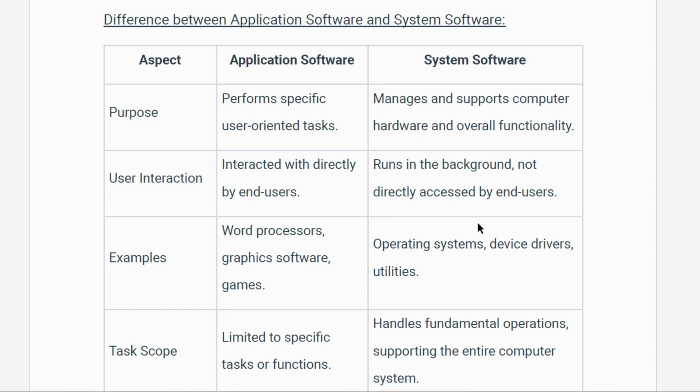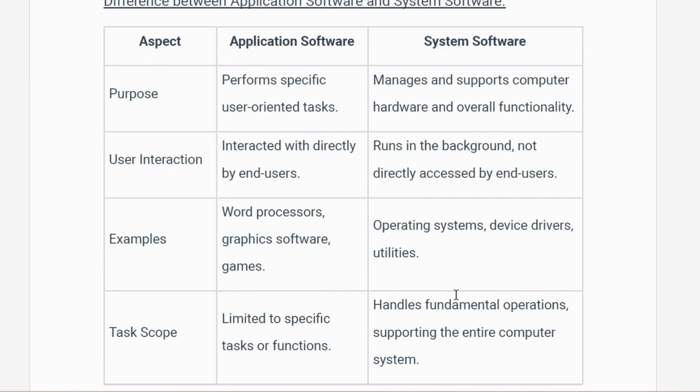Like we do the work in Microsoft Word, Excel, or Photoshop, or Adobe, those kinds of applications, right? We do it directly. But system software runs in the background. We cannot directly access that software. For the examples given here, application software are word processors, graphics software, games, all those things. And for system software, the operating systems, device drivers and utilities are system software.